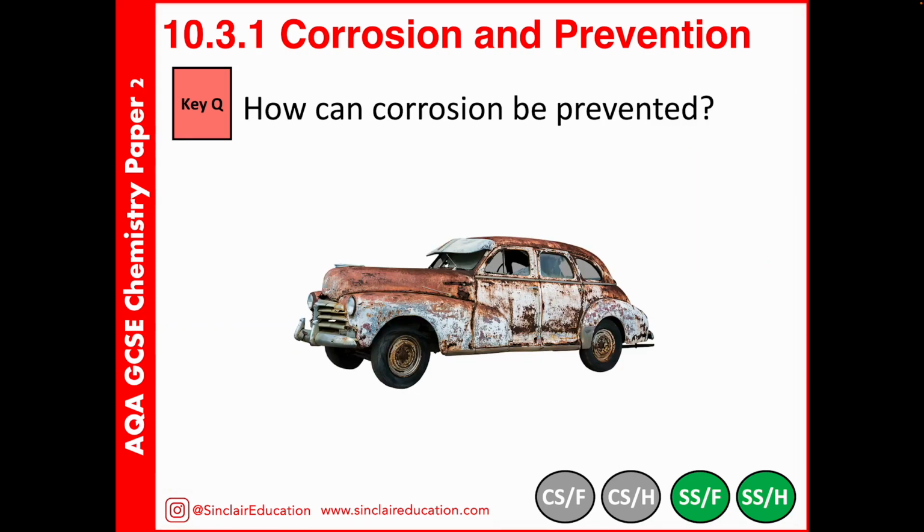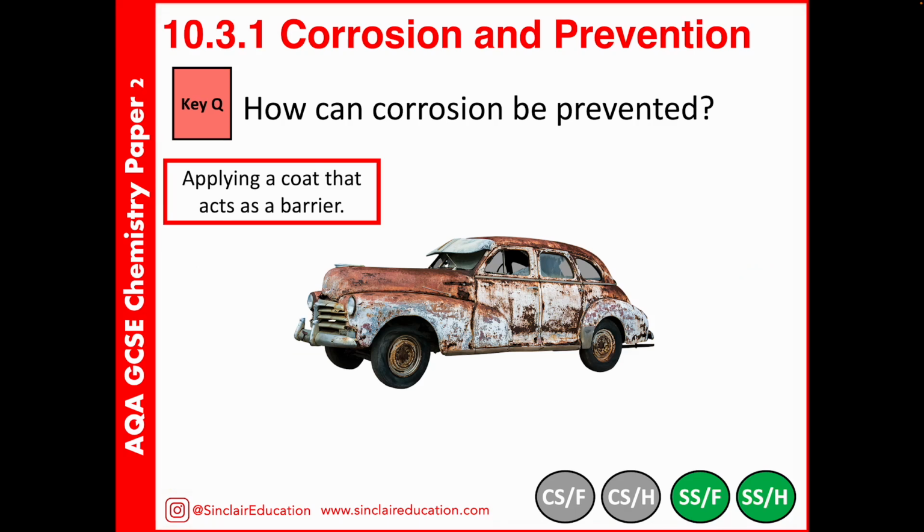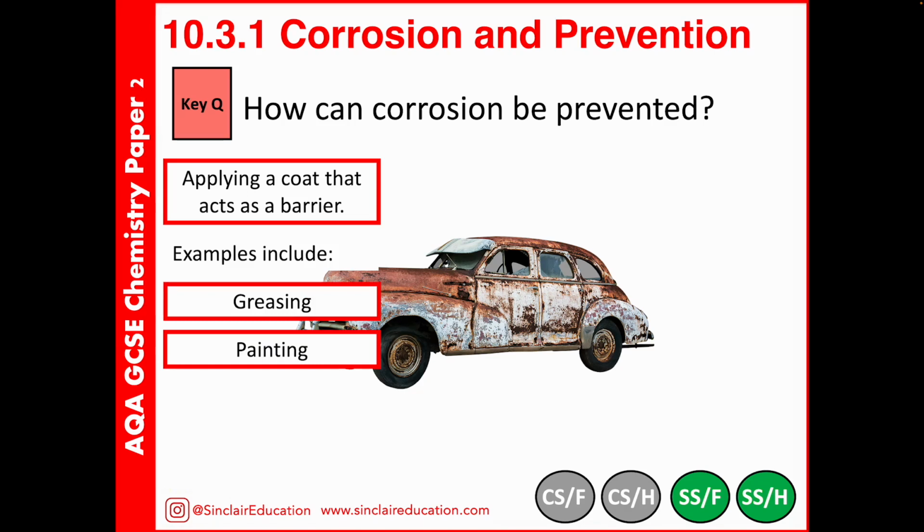We can prevent corrosion in a few different ways. First of all, we can apply a coat that acts as a barrier, so paint or sometimes an oil can be applied. This is going to prevent both water and air from coming into contact with that metal. So greasing and painting are both examples of this, as is electroplating, which is placing another metal on top.